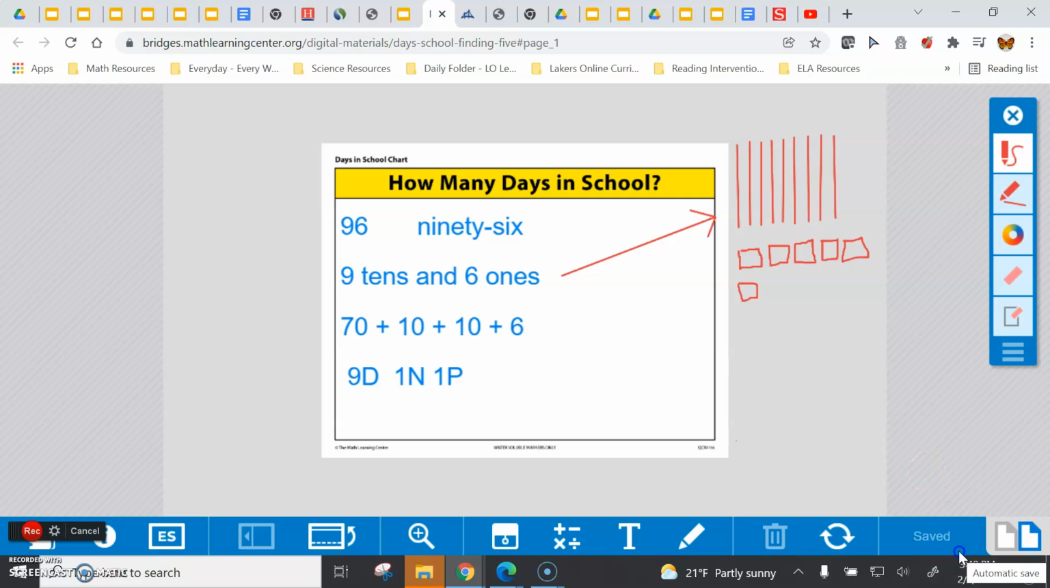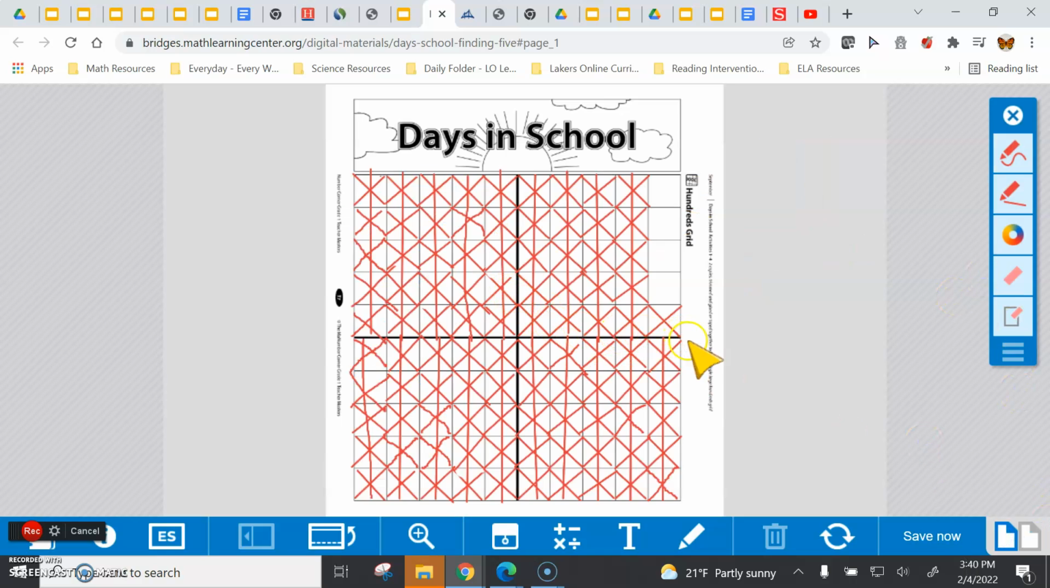We're getting close to 100. Very close to 100. If we have 96 and we're trying to get to 100, let's think about it. I'll go back to this chart. I think it would help. 97, 98, 99, 100. So we have 1, 2, 3, 4 more days of school until the 100th day of school. Incredible.